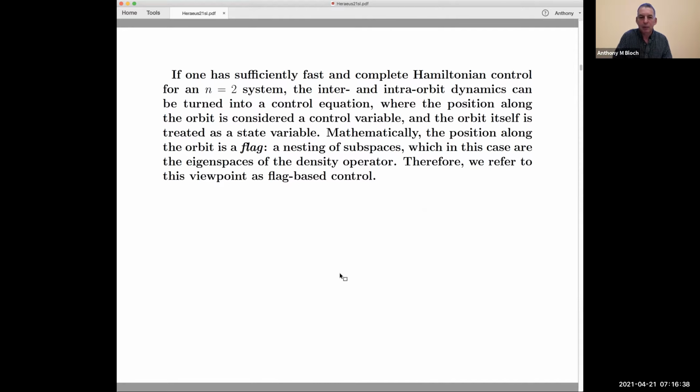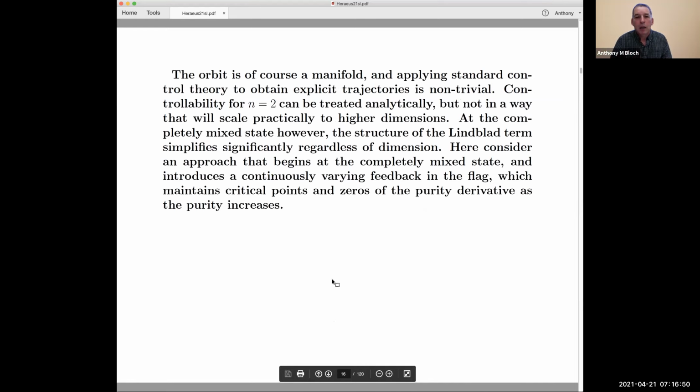And there's the nesting of subspaces. The idea is to move along this flag using a combination of the controls and the dissipative terms. Of course, it's a nonlinear system in this case. The orbit is a manifold. You can do a certain amount of this analytically, particularly in the n=2 case, which I can show you. But as you get to higher dimensions, it becomes more complicated, and you can use a mix of analytic and numerical terms.